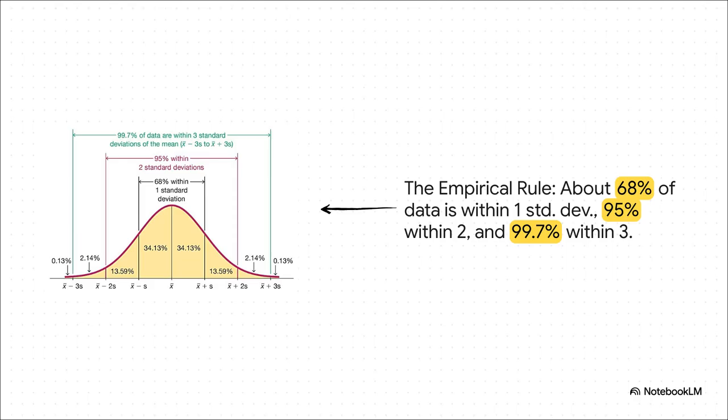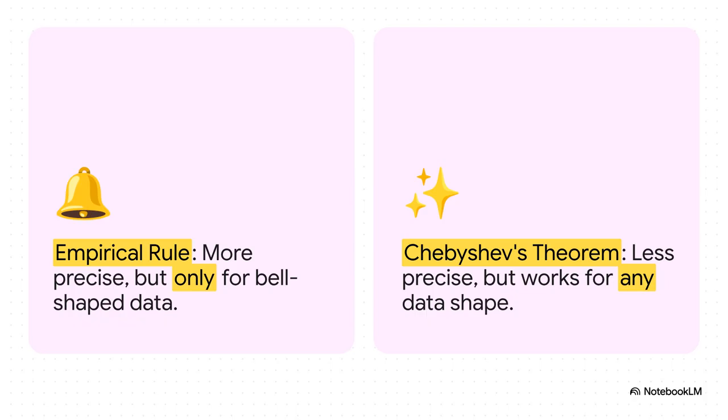So, the empirical rule is powerful, but it's a specialist. It only works for that nice bell-shaped data. What about all the other messy, real-world data shapes? Well, for that, there's a more general rule called Chebyshev's theorem. It's not as precise. It only guarantees that at least 75% of data is within 2 standard deviations. But its superpower is that it works for any dataset, no matter what it looks like.